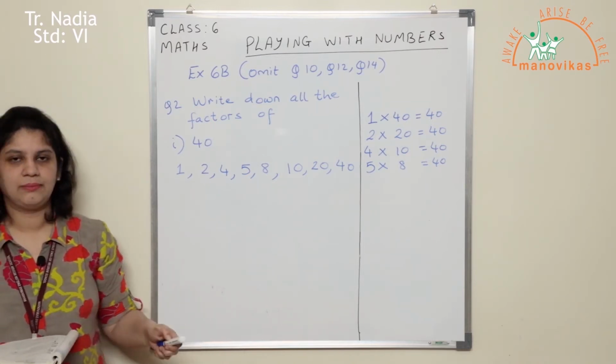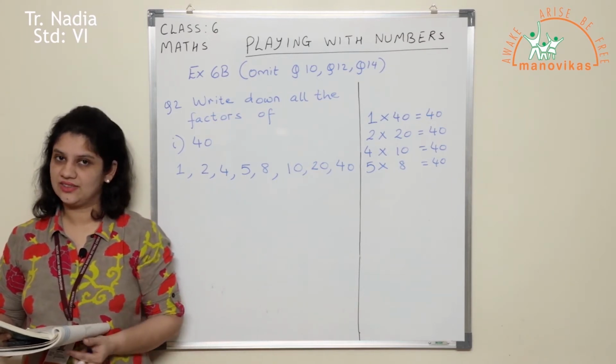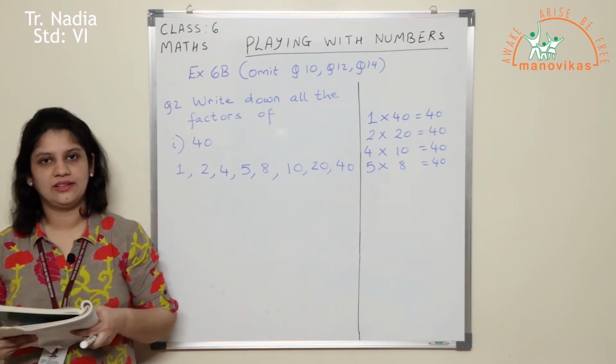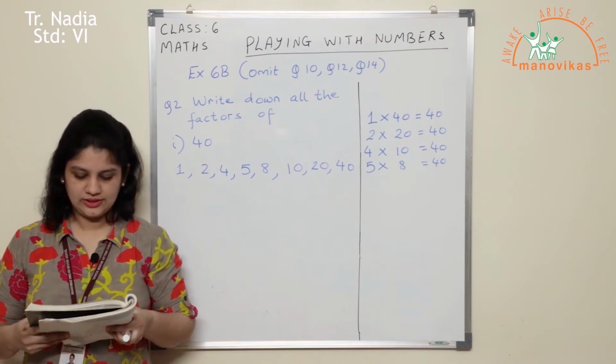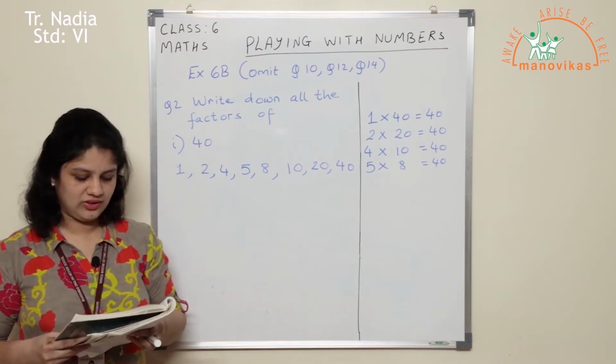Write down all the tables where 56 appears. In the next question, write down all the tables where 63 appears. And in the next, write down all the tables where 84 appears and get all the factors of those numbers. Question 3. Let's go to question 3.